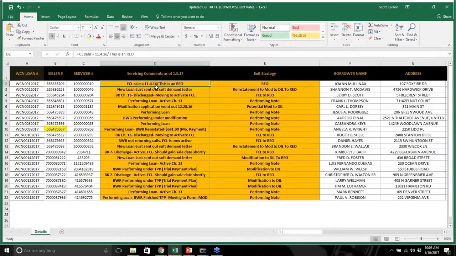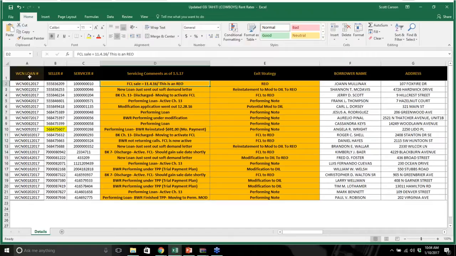Same thing on this new loan, just sent out a demand letter, means there's going to be a reinstatement, to mod, to deed in lieu, to REO. Moving to foreclosure to REO, performing loan, performing note, modification application went out. This could be a potential mod to deed in lieu, hopefully, the foreclosure. And I bet you get the idea on that.